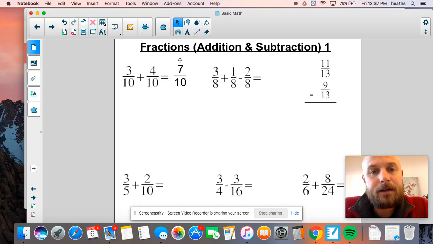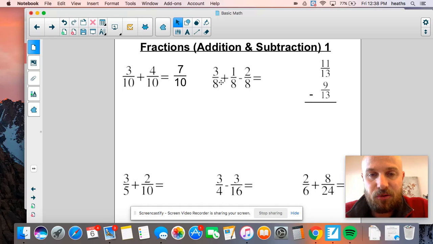Okay. You also might see a problem like this one here, number 2, which is going to be 3 different fractions. And not only is it 3 different fractions, but it's also 2 different operations. We're adding the first 2, and then we're subtracting the third. So might look like a lot there, but nothing you guys can't handle.